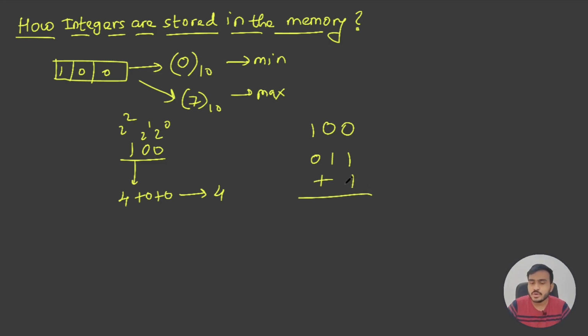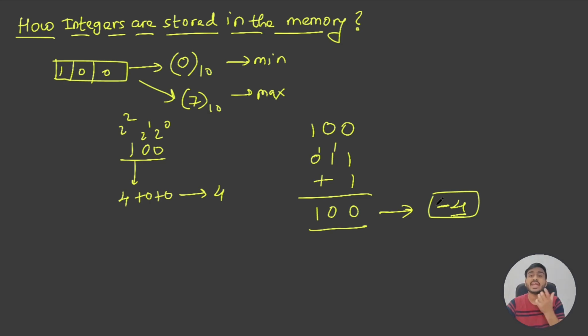So after adding 1 to it, 1 plus 1 will become 0, there will be 1 as carry. 1 plus 1 will become 0, then 1 will be carry. And then 0 plus 1 will become 1. Correct? Now if you convert this 100 back to decimal, then this is nothing but 4, right? It's again the same number that we are getting. And what you have to do is add a minus sign in front of it. So after adding the minus sign in front of it, you will get the negative conversion for the number.